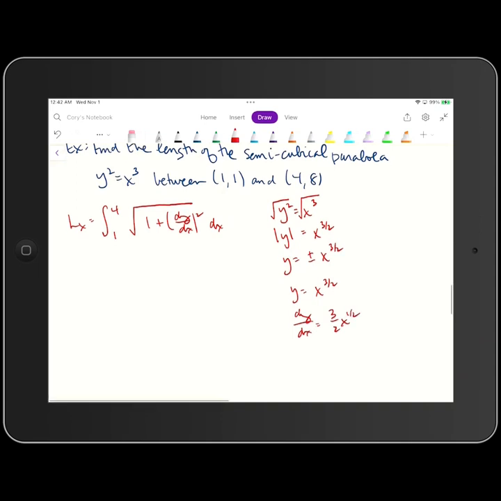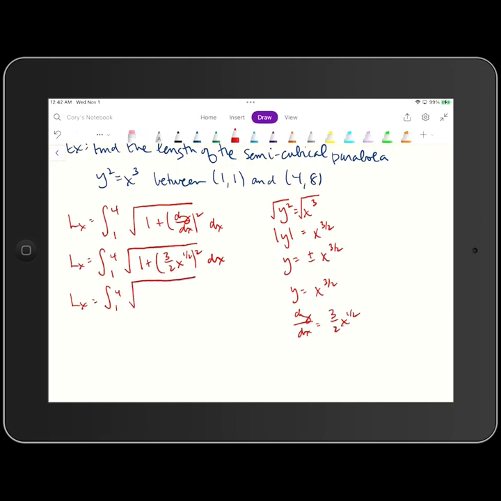Okay, so we're going to go ahead and plug that now into our arc length formula. So we get arc length in terms of the variable x is the integral from 1 to 4 of the square root of 1 plus 3/2 x raised to the 1/2 power quantity squared, which we are integrating with respect to x. And then I can go ahead and simplify the argument of the radical.